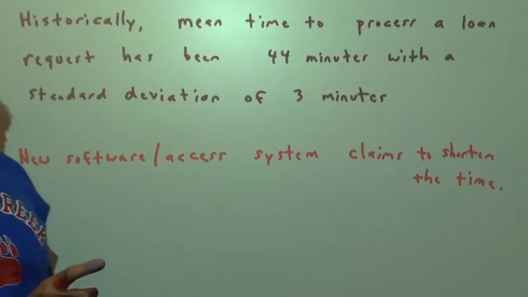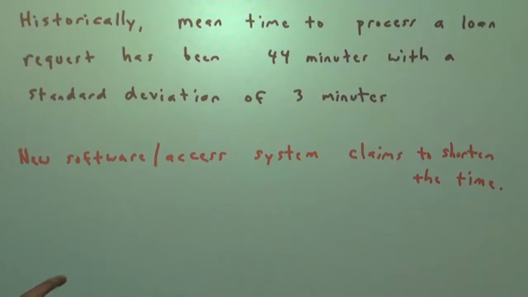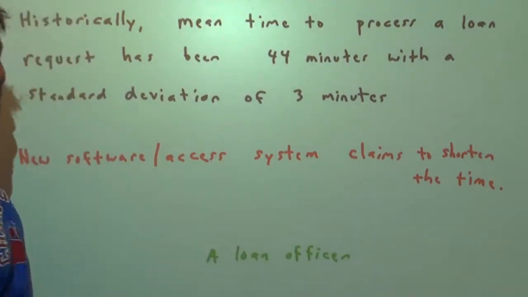By the way, who's the most isolated individual in the mortgage company? That's right, it would be a loan officer.